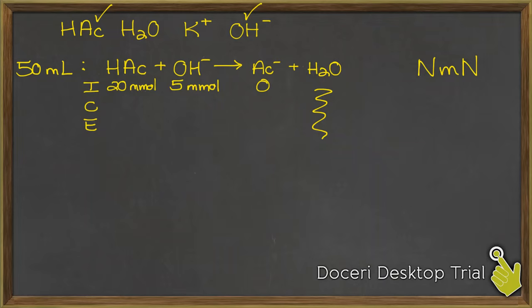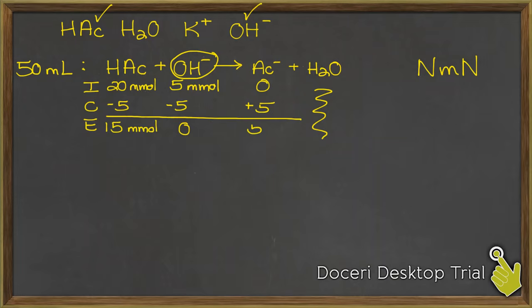Now let's review what we do at this point, guys. I'm going to circle OH minus here because I know that it is my limiting reactant, the one that is going to be used up first. I'm going to subtract that number, and on the product side, I'm going to add that number. This is a little bit of review from the last video if you watched it, and that leaves me with 15 millimoles of acetic acid, no base, and 5 millimoles of acetate.